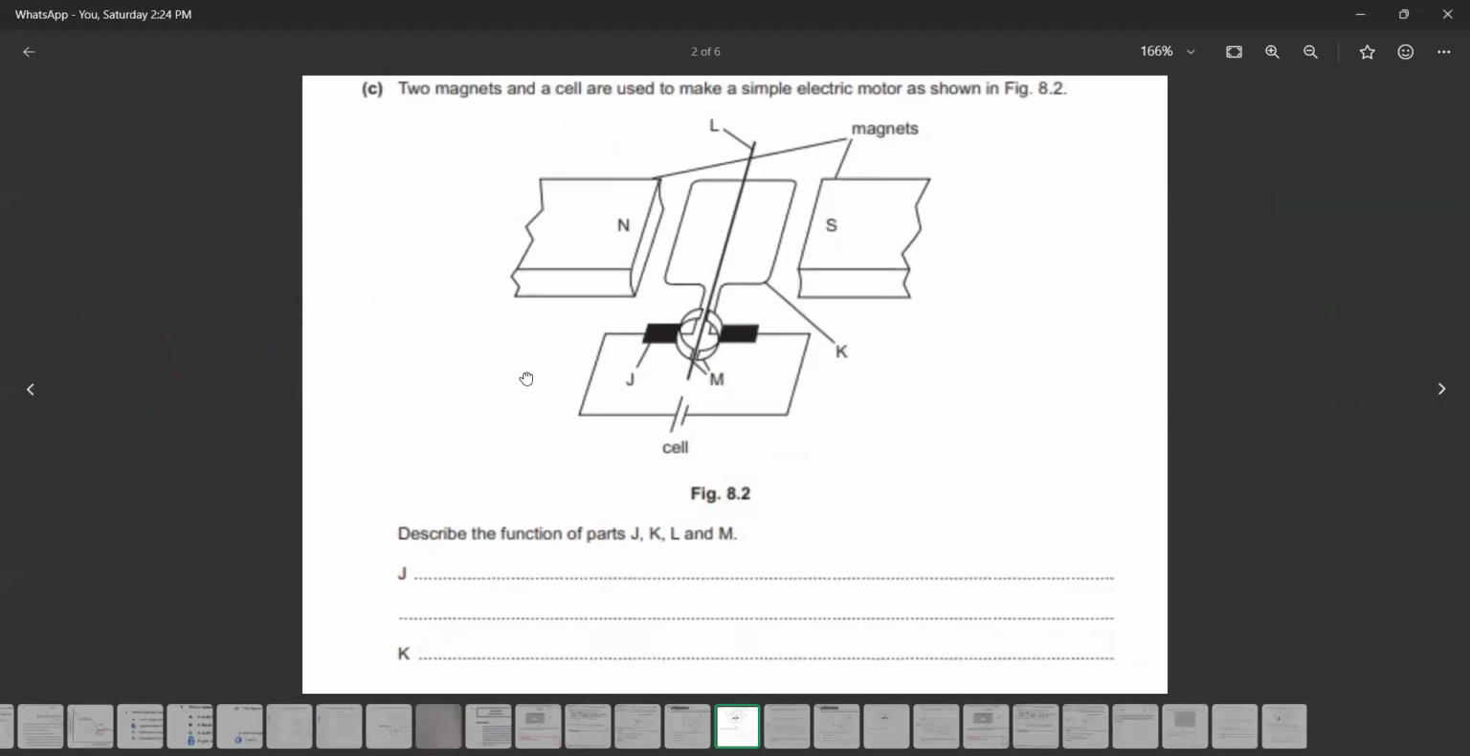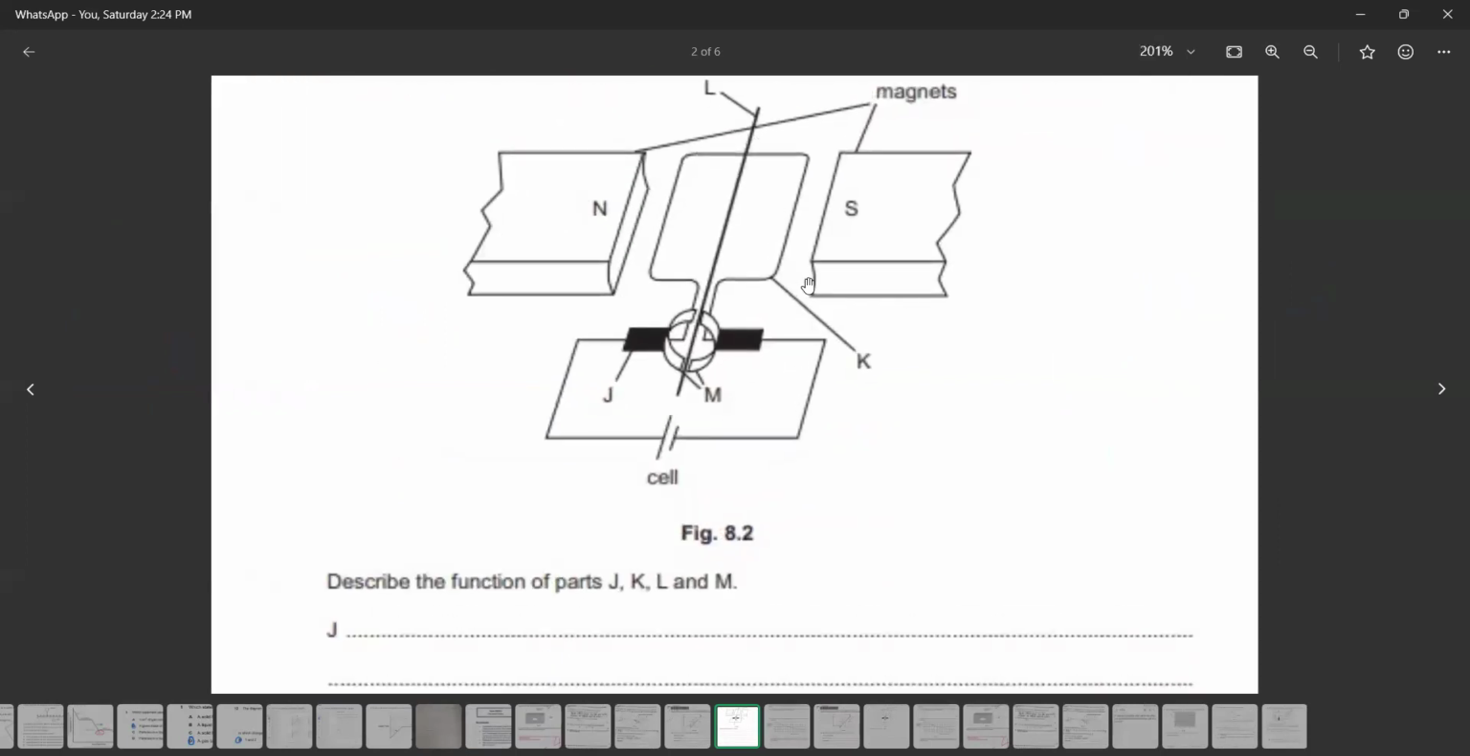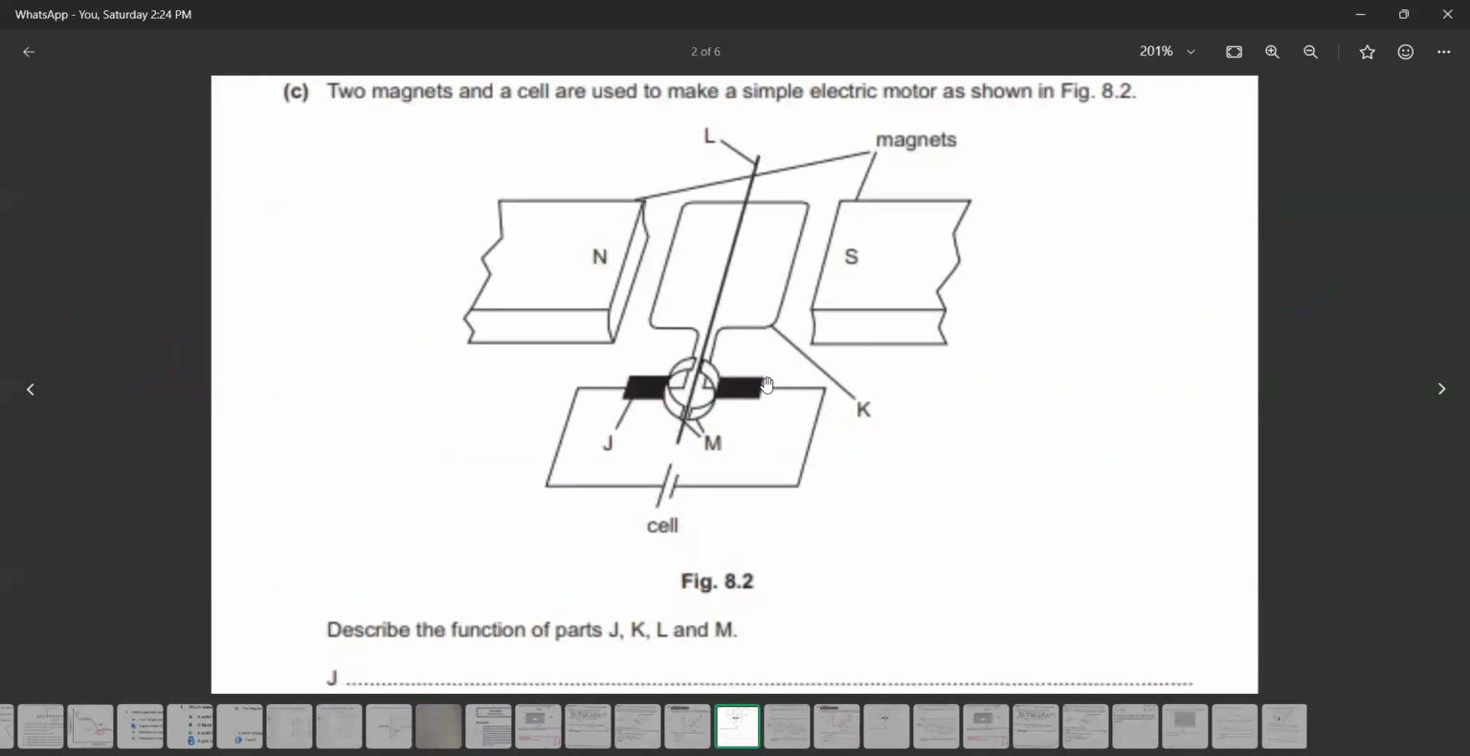In this question, two magnets and a cell are used to make a simple DC motor. The DC motor converts electrical energy to kinetic energy. When a current is passing through a wire, it produces a magnetic field. One side of the wire experiences a downward force, the other side an upward force. This causes a rotation of the wire. So the DC motor has converted electrical energy to kinetic energy.